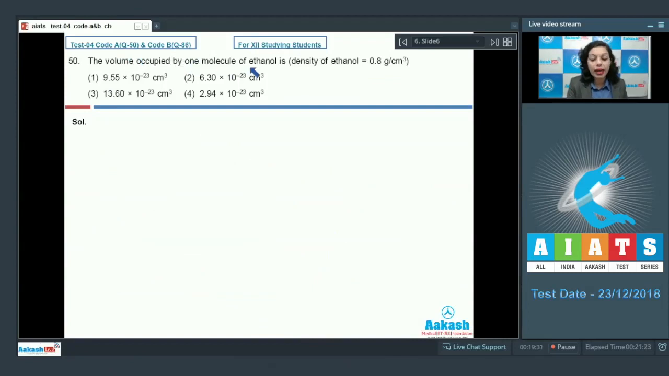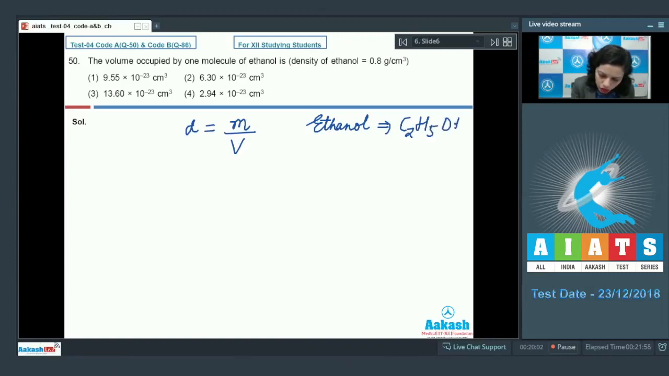The volume occupied by one molecule of ethanol is. The density of ethanol is given here, on the basis of which you just have to find out the volume. And we know that density is equal to mass by volume. So in this case, you need mass. You have to calculate volume on the basis of density. We know that if we talk about this ethanol, in case of ethanol, the molecular formula is C2H5OH. So what would be its molar mass? This is 46 gram per mole.